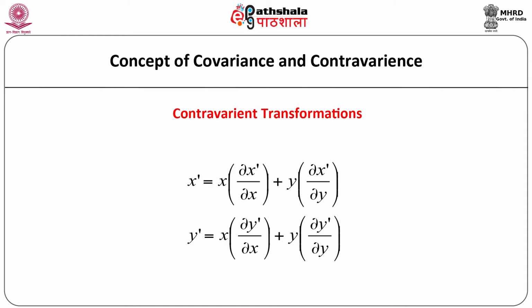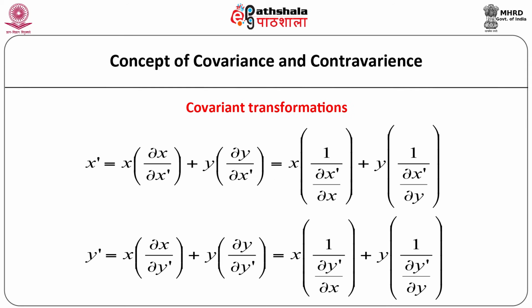We know that any increment in value of x and y will contribute to the value of x' and y'. For this, we have to account for the rate of change of x' and y' with respect to x and y. Taking into consideration this point, the new coordinates can be mathematically obtained as shown. This type of transformation is called the contravariant transformation. The other way is as shown. This type of transformation is called covariant transformation. Note that the coefficients of x and y in the contravariant and covariant transformations are reciprocals of each other.